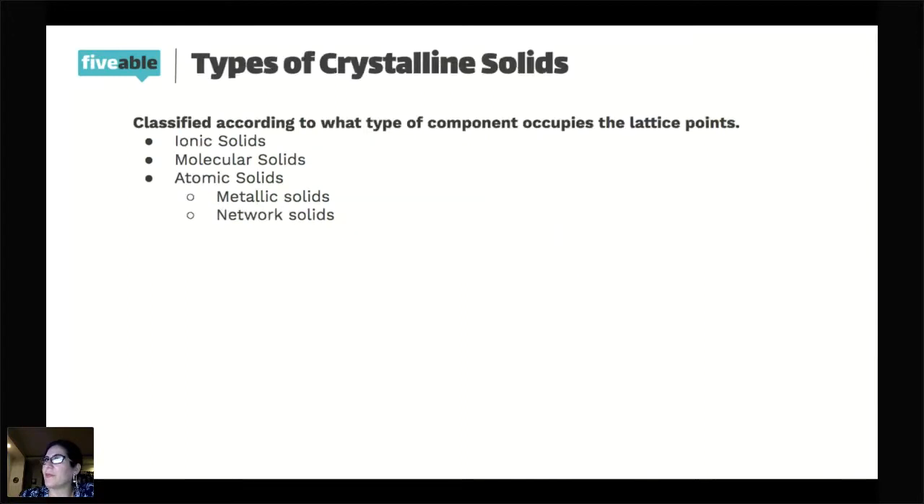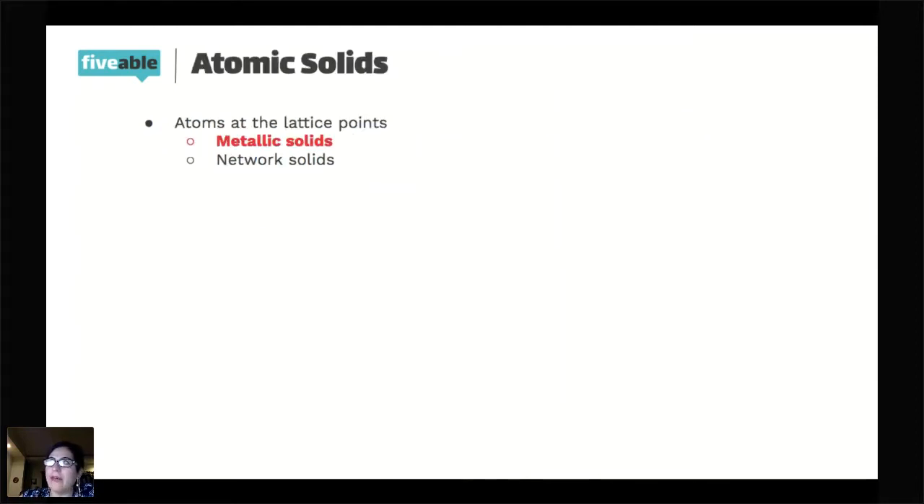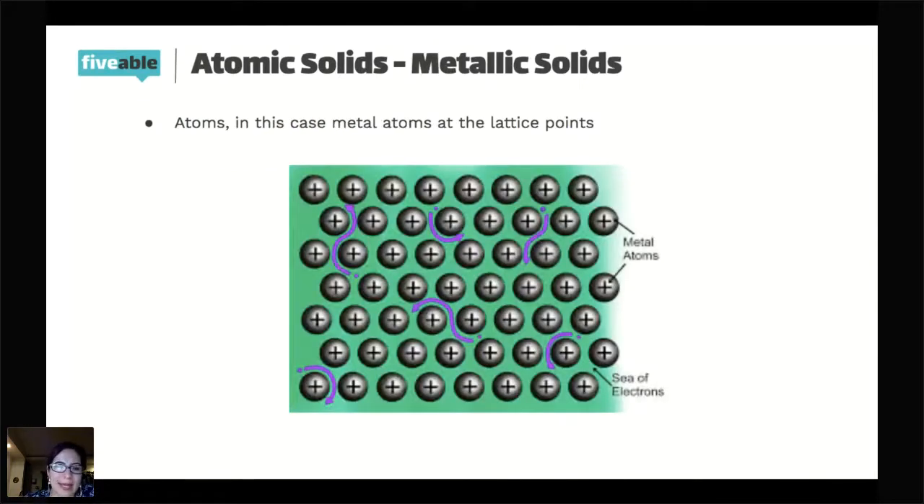Let's move on. Okay, we are now at the third type of crystalline solids, which are atomic solids. These have a subcategory that are metallic solids or network solids. We're going to start with metallic solids. In metallic solids, as you can infer, it will have metals in their lattice points. In this case, the metal atoms get organized in this way.